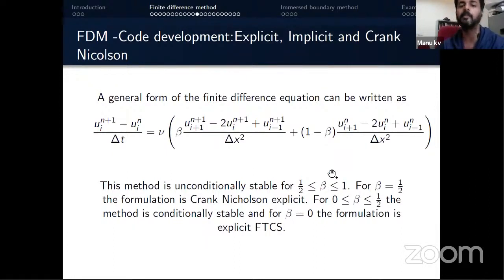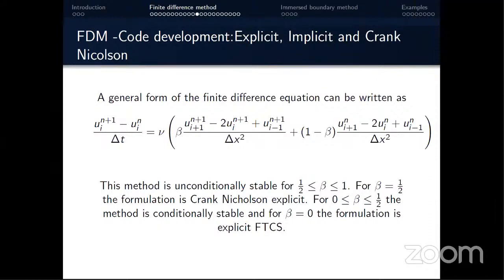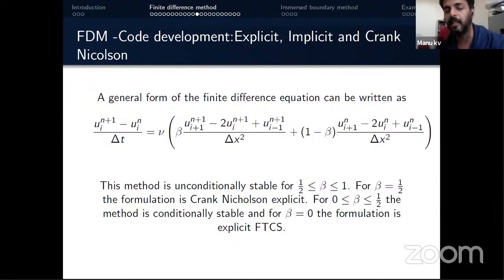Now let's look at the stability aspect of this equation. For beta equal to 0, it is conditionally stable. So in explicit schemes, for some particular condition, it is stable, whereas implicit schemes, for this particular formulation, are unconditionally stable. So we can go for any value of delta t and we'll get a stable solution. But we have to solve a set of equations.